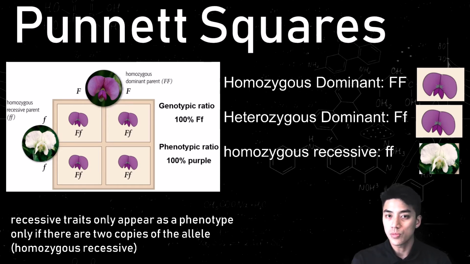Even though you are purple as a heterozygote, you are actually a carrier for the recessive gene because you have a copy of that little f. It's just that phenotypically you appear purple because purple is the dominant trait. And finally, you have homozygous recessive, which means you have 2 copies of the recessive allele. So in this case, you have little f, little f, giving you a white flower.